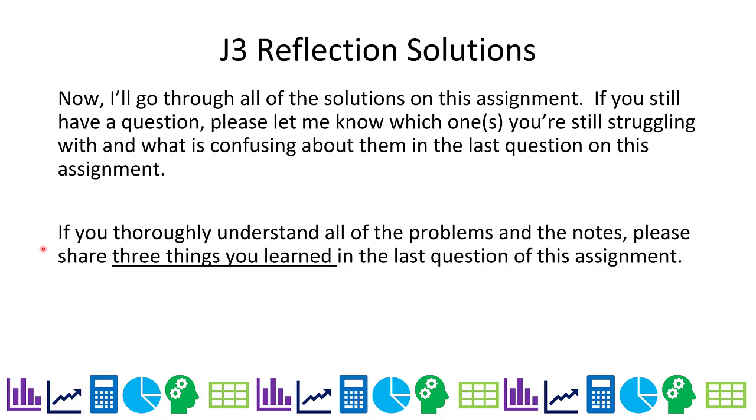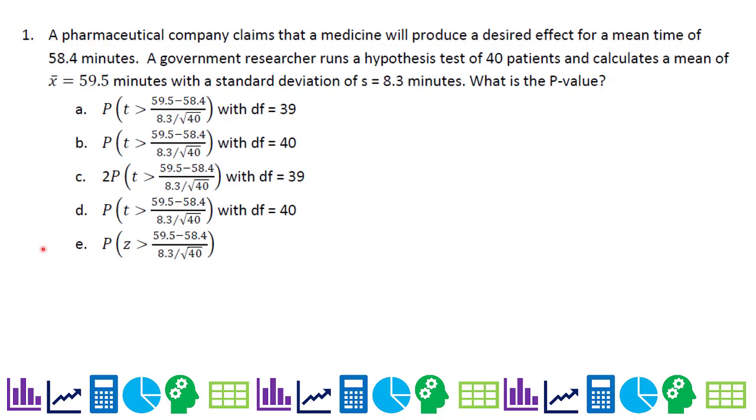In this set of problems, we'll be looking primarily at hypothesis tests for means, of course, with some other things spiraled in. Number 1, a pharmaceutical company claims that a medicine will produce a desired effect for a mean time of 58.4 minutes. A government researcher, so there you go, that's the claim, is 58.4. A government researcher runs a hypothesis test of 40 patients and calculates a mean of 59.5 minutes with a standard deviation of 8.3. What is the p-value?